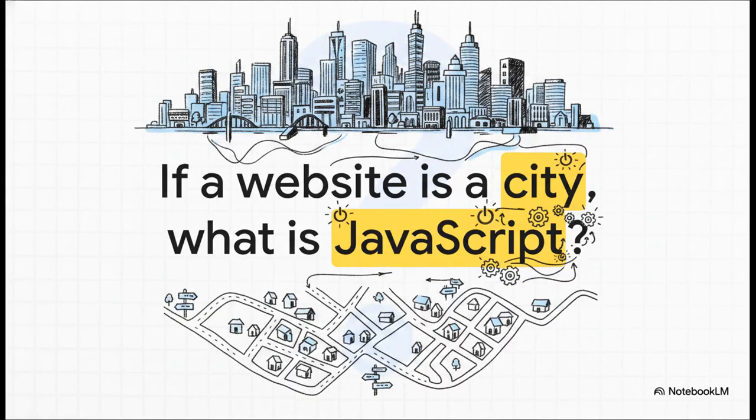So, let's kick things off with a quick question. Think about this. If a website was a living, breathing city, what role would JavaScript actually play? Learning programming languages can feel super intimidating at first. It's kind of like trying to read an alien language, right? But if we ground these concepts in a relatable, real-world analogy, like just navigating through your local neighborhood, I promise you, the whole shebang starts to just click right into place.